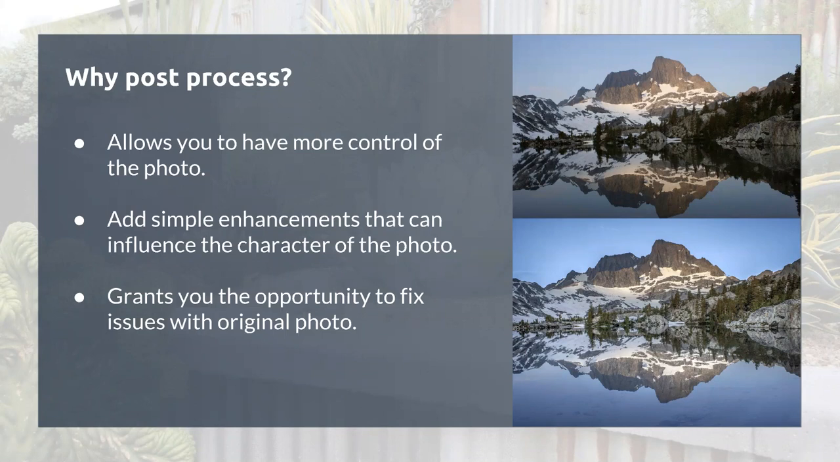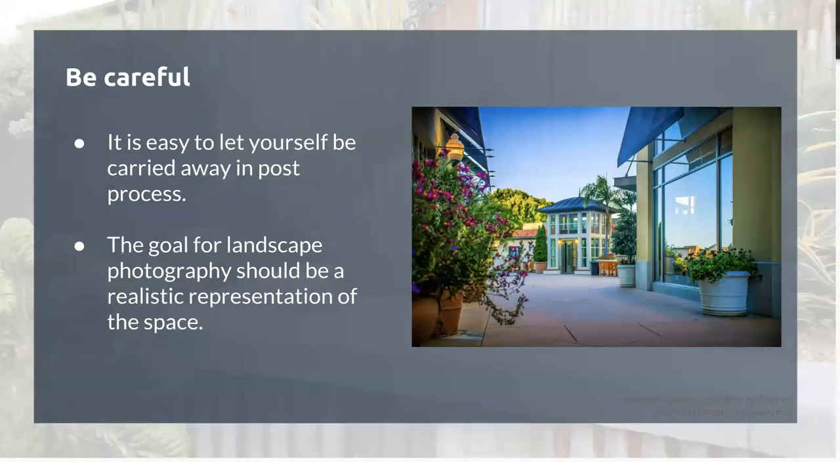So as you can see here on the right, the upper photo is one I took last year in the Sierra Nevadas, and that's just the raw image. And down below is after post-processing, and you can see that I brought out a lot of the information that was hiding in the shadows, as well as brightened up the colors and improved the contrast. So that's why we post-process.